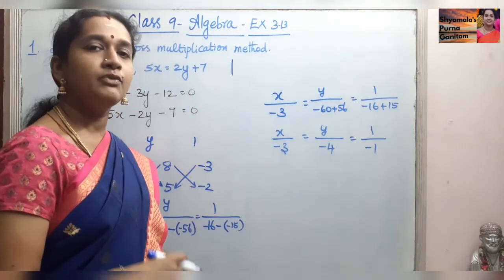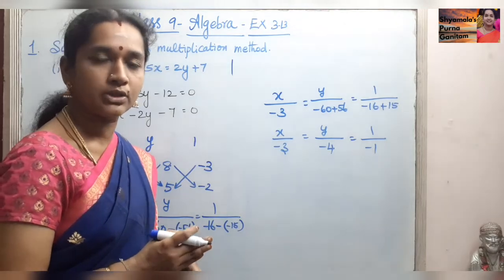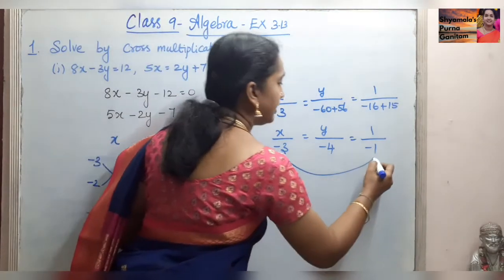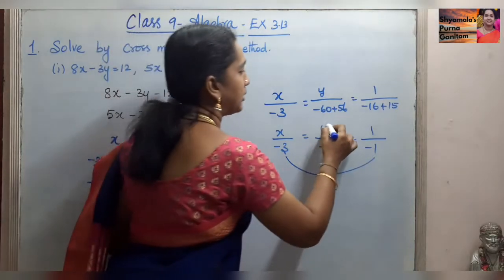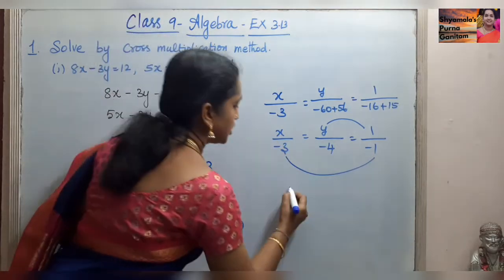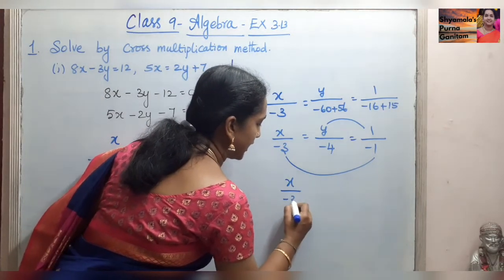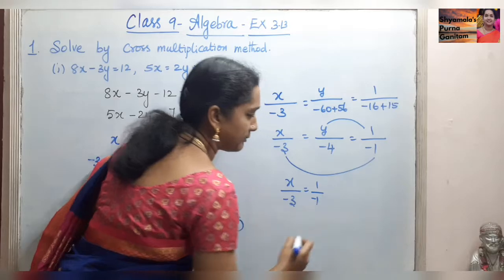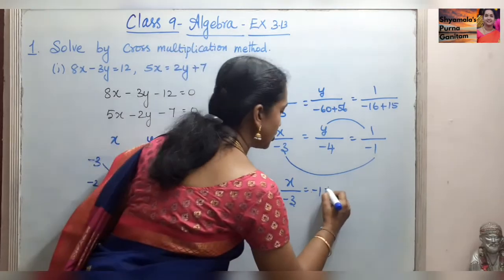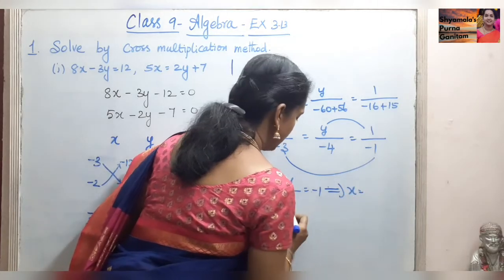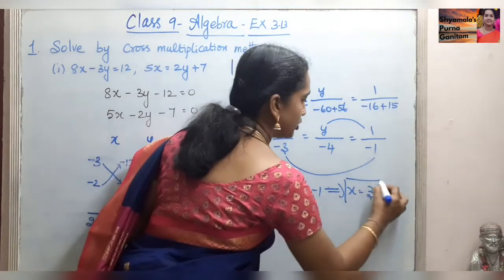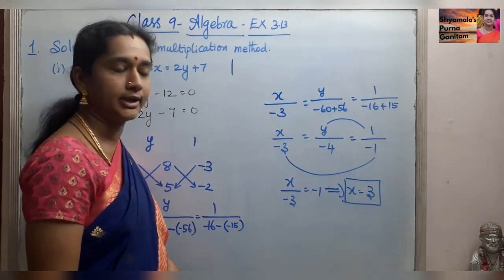Now we are asked to find the value of x and y using the cross multiplication method. We'll equate x and the constant term, and y and the constant term, to get the values of x and y. So when we equate, x by minus 3 is equal to 1 by minus 1, and 1 by minus 1 is nothing but minus 1. So the x value is minus 3 into minus 1, which is plus 3. So x is equal to 3.